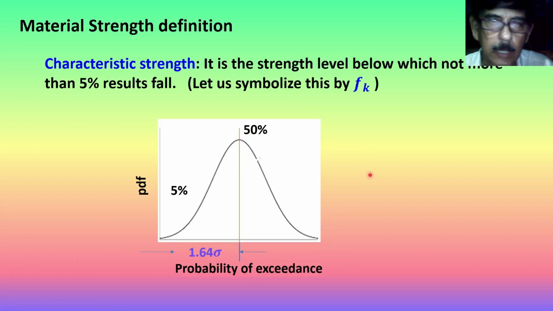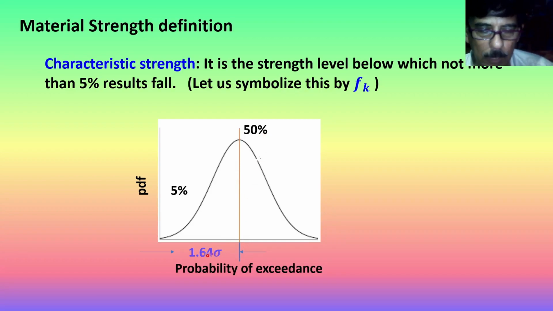Now let us take another definition of the material. How do you define it? When you invent a new material, you carry out a lot of tests, tensile tests or compression tests, study the results and arrive at a probabilistic definition which is called the characteristic strength of the material. It is the strength level below which not more than 5% of results fall. Let it be symbolized by K for characteristic. So you have the mean value of the strength around this line, which is probability of exceedance 50%.